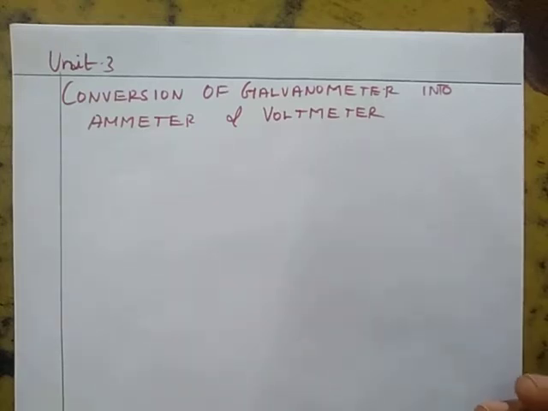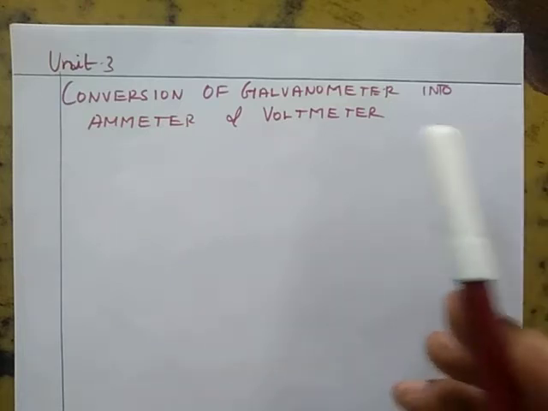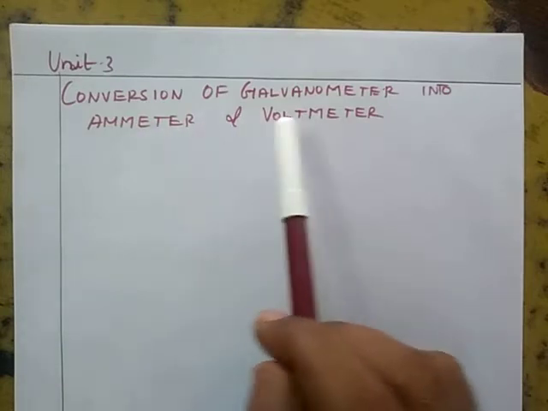Hello students, Unit 3 Magnetism and Magnetic Effect of Electric Current continuation video. Here in this video let me see how to convert a galvanometer into ammeter and voltmeter.